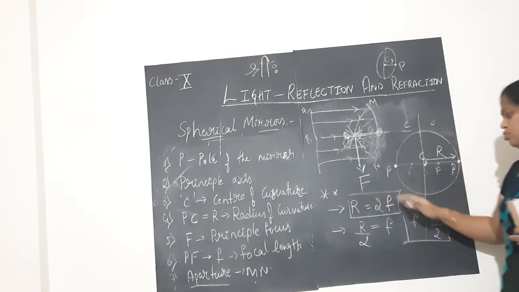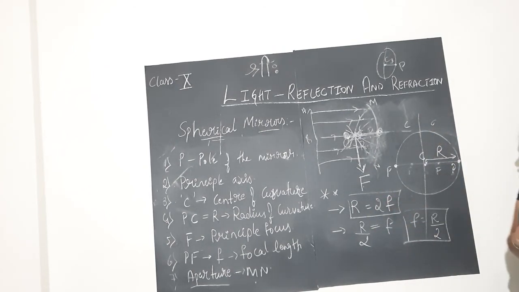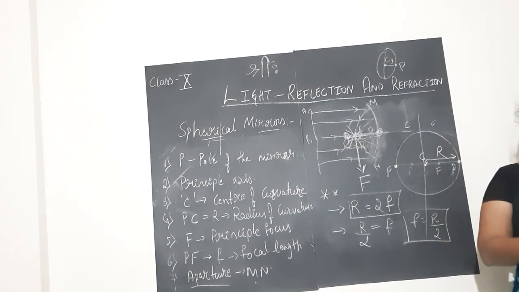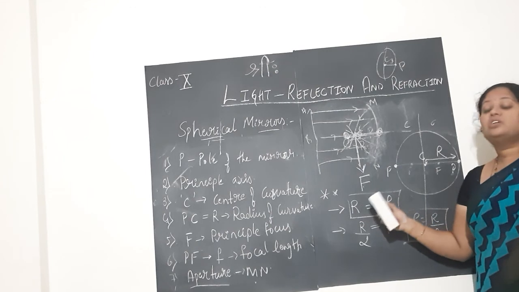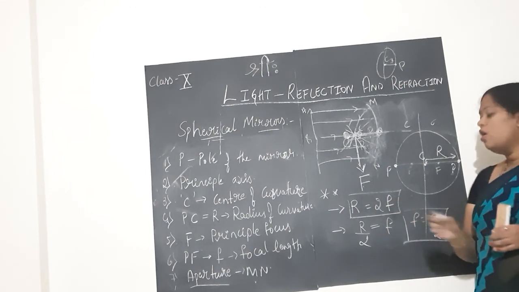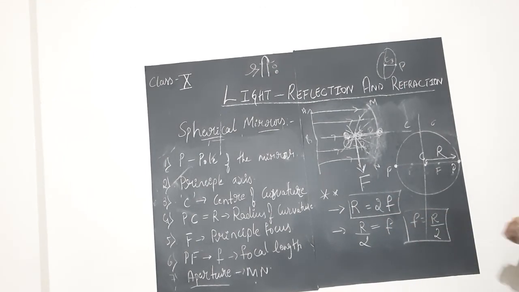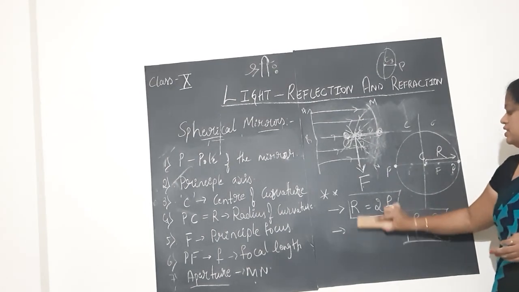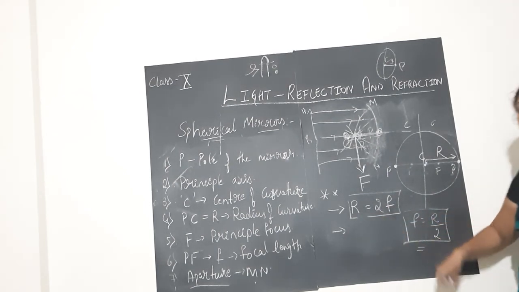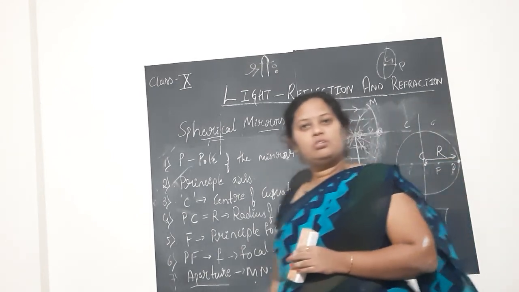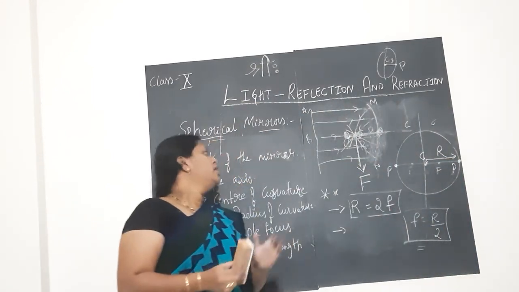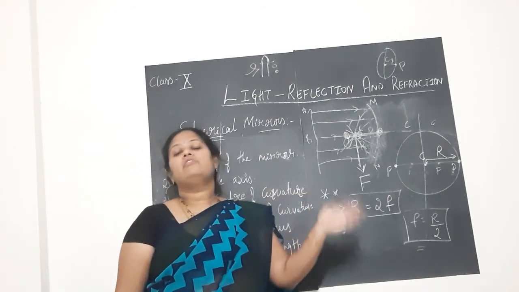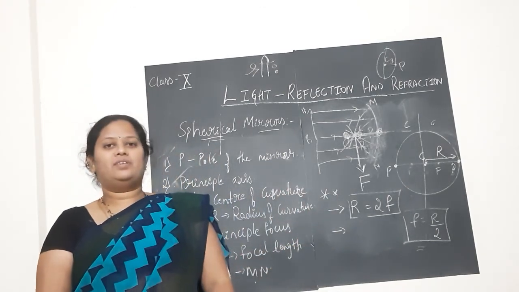And next, two important formulas we learned. That is the relationship between the radius of curvature R and the focal length f. The radius of curvature is twice the focal length, or focal length is half the radius. These are the two important formulas which you have to remember in order to solve the problems. So this is about the spherical mirrors, that is convex, concave, and various terms about those mirrors.